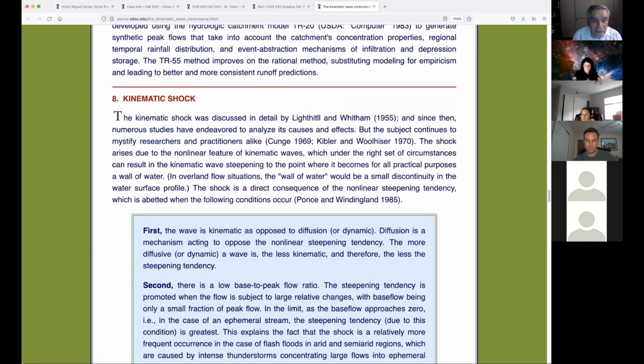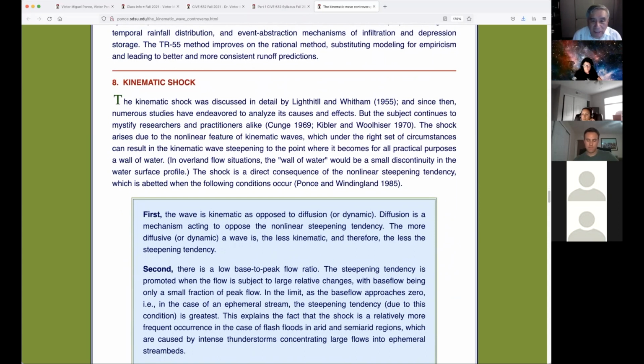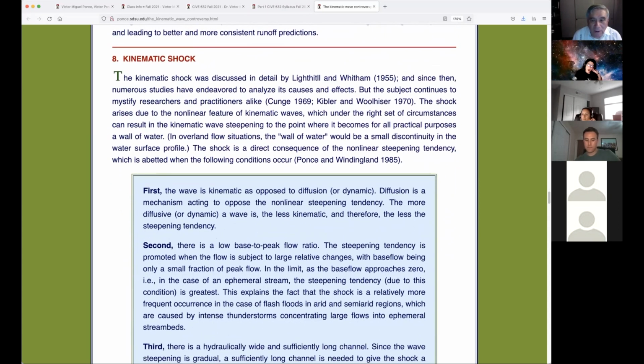Kinematic shock. The kinematic shock was discussed by Lighthill and Whitham. The shock arises from the nonlinear feature, which under the right set of circumstances can result in a kinematic wave steepening to the point where it becomes a wall of water.